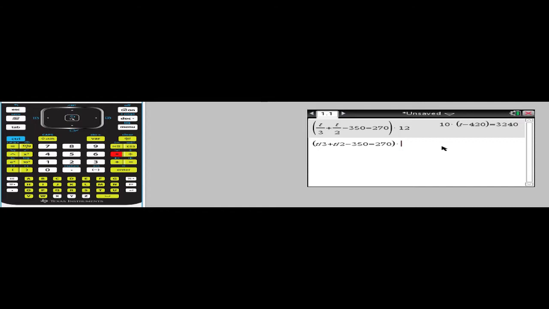Yeah, why not? Let's go with 36 and see what happens. Times 36. And I put in enter. And I get that, indeed it does clear it, getting bigger and bigger numbers.